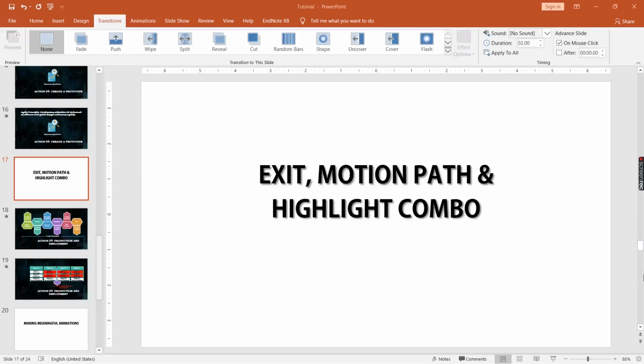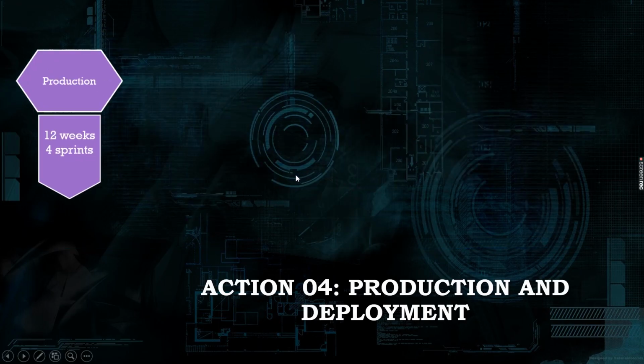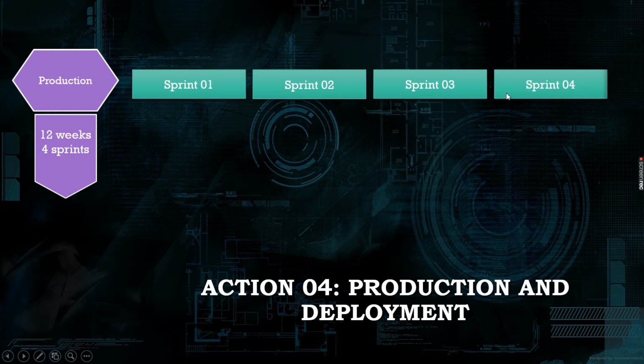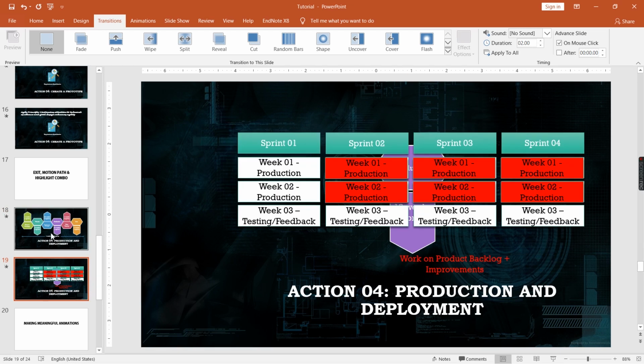So let me show you one of the more complicated two slide combo animations that I did, and it uses exit, motion path, and highlight combo. So that disappeared, then this came up, it went there, and then we have all of this appearing, and then there's the highlight. So it's actually using two different slides.